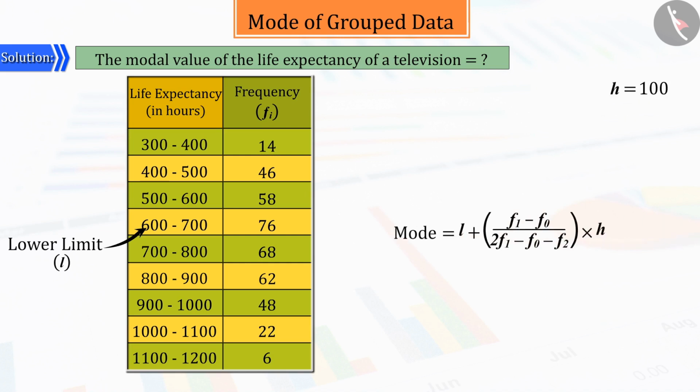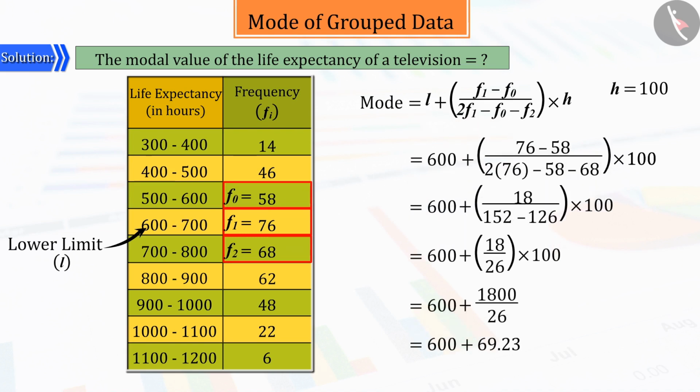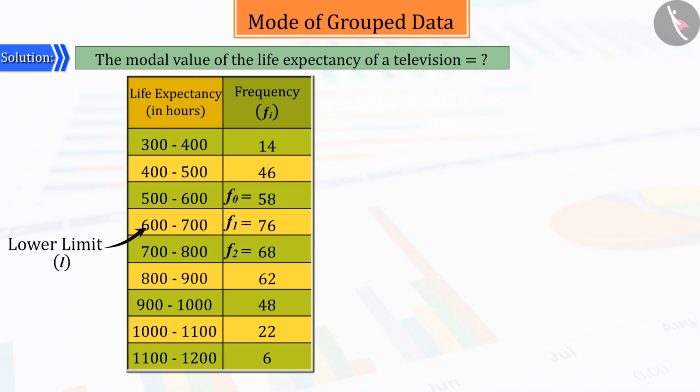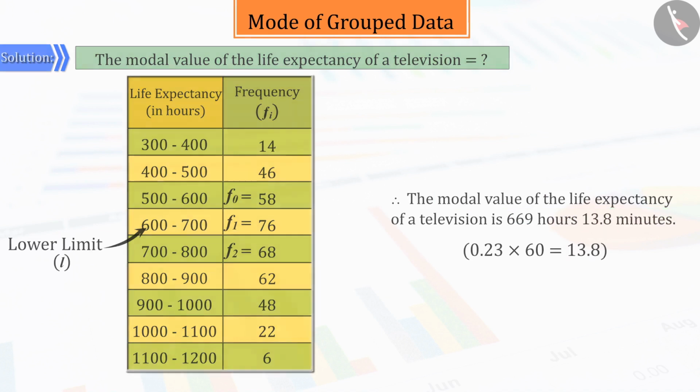From the modal formula, we can say that we will need the values of L, h, f0, f1 and f2 to find the mode. Hence, the values of the lower limit of the modal class, the size of the class, the frequency of the modal class, the frequency of the class immediately before the modal class and the frequency of the class immediately after it, on being substituted in the modal formula and solved, give the value of the mode as 669.23. Therefore, we can say that the life expectancy of the television sets is 669 hours and 13.8 minutes.